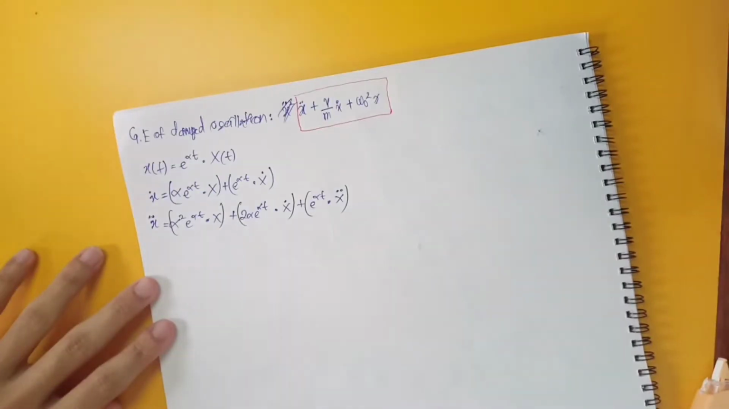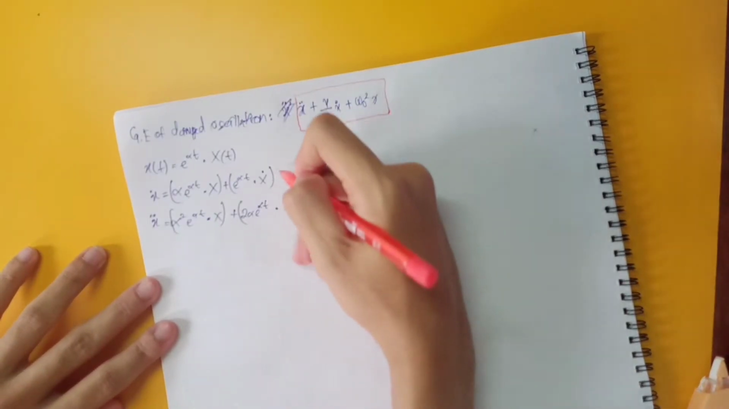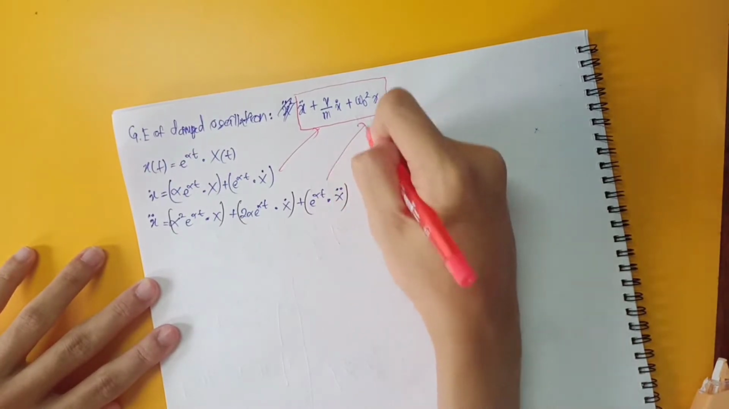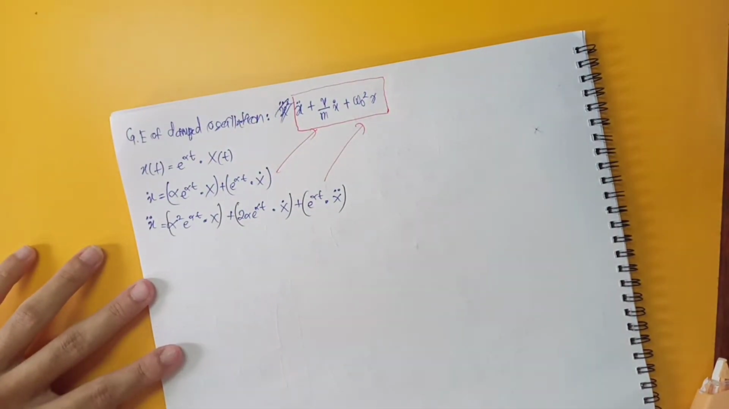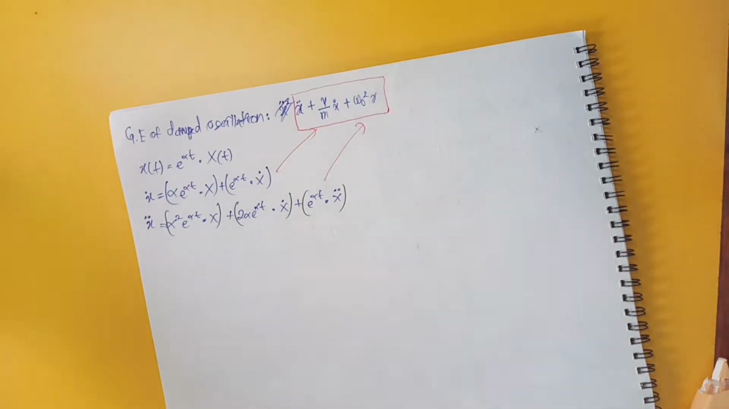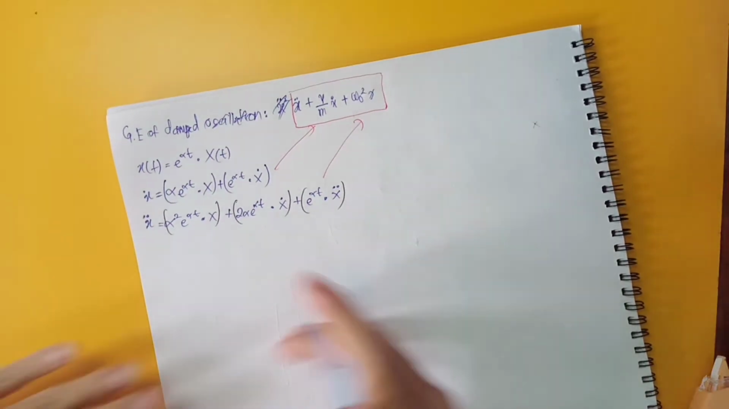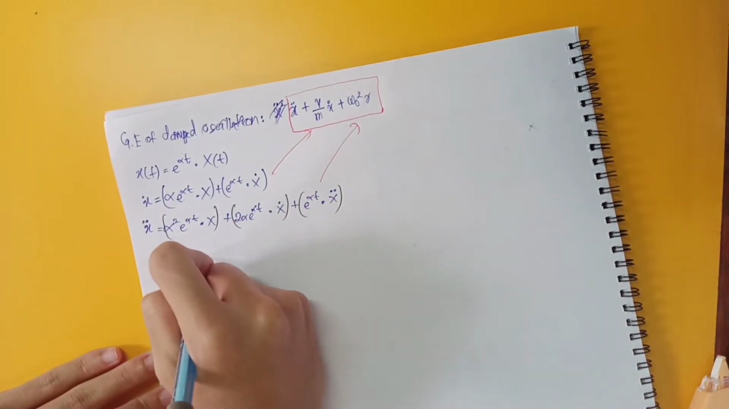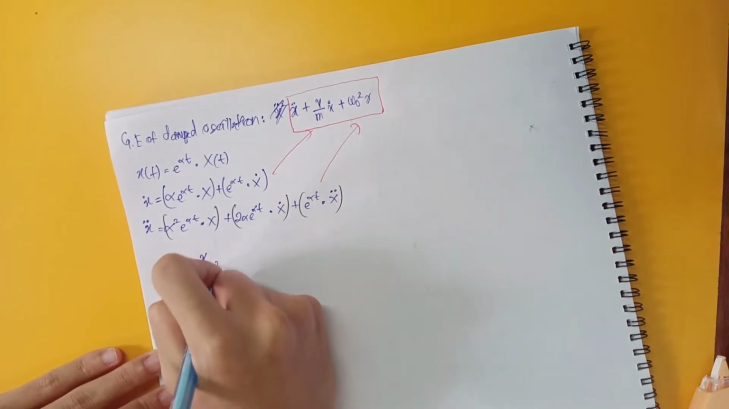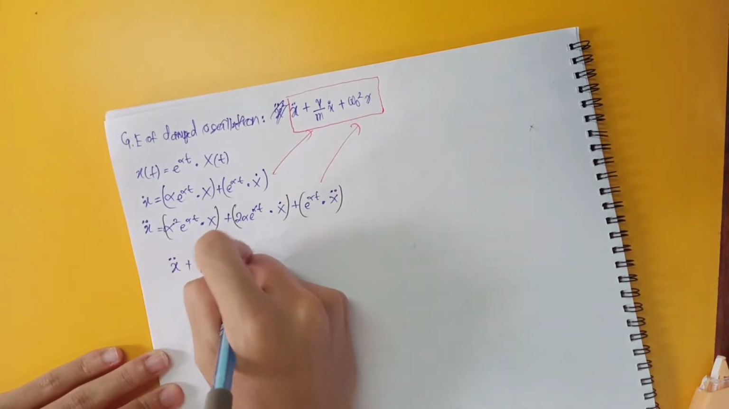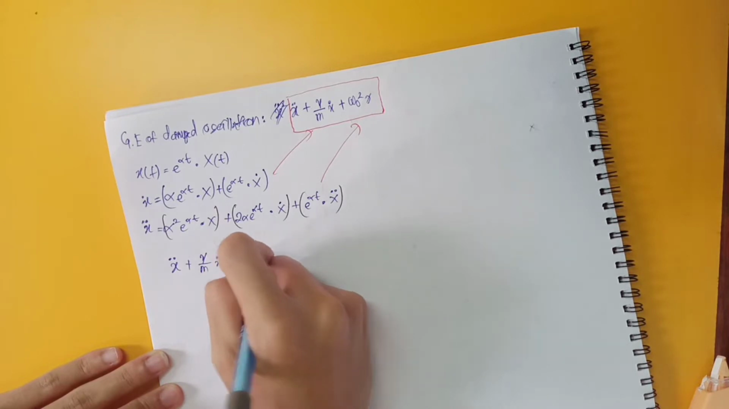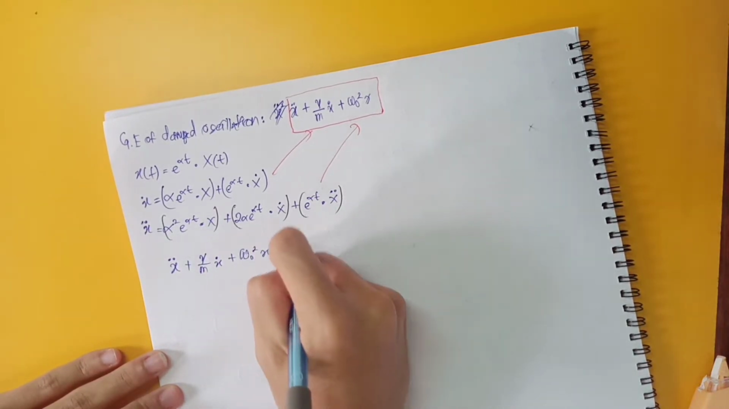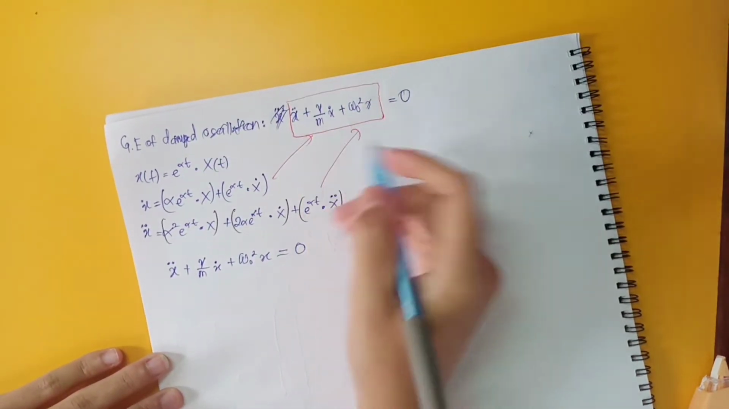Now from here, we can do some substitution inside this equation. Here is the longest part. Don't worry, I'll do it slowly. Now let's write back: x double dot plus gamma over m, x single dot, plus omega naught squared x is equal to 0.